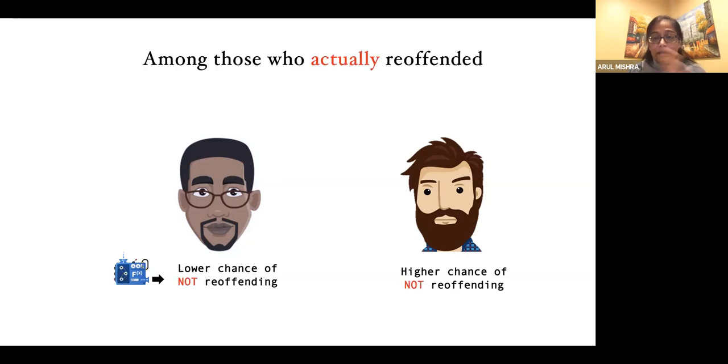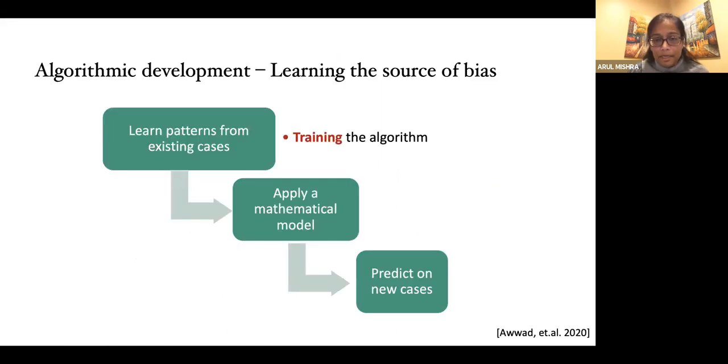Now, if we look at the other group of defendants who actually did reoffend, in this case, what the algorithm was predicting was a lower chance of reoffending for Black defendants and a higher chance of not reoffending for white defendants. So again, the predictions of the algorithm were not equitable. And so this gives rise to the question that maybe there is some bias where the predictions were not equitable. And so it makes sense to figure out where the bias might be coming in from, right?